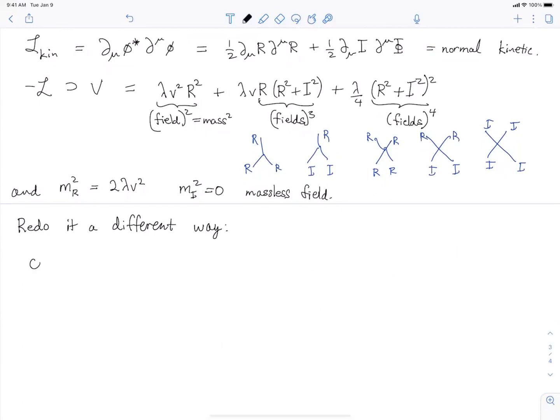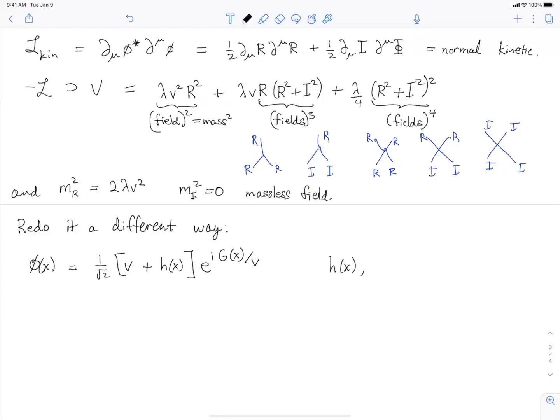Okay, so phi of x equals 1 over the square root of 2 times V plus, I'm going to call this field H. H is secretly for Higgs. So that H is a real field, and now I'm going to multiply by a complex phase, which I'm going to call G for Goldstone. To make it dimensionless in the exponential, I'm going to divide by the vacuum expectation value. And so H of x and G of x are real scalars. They're real scalar fields.